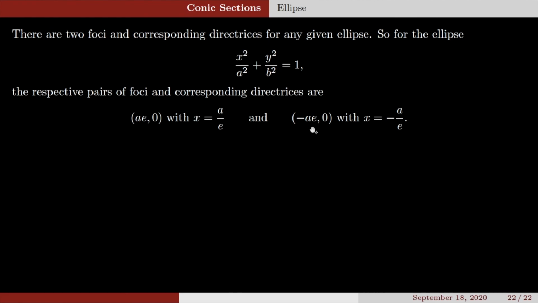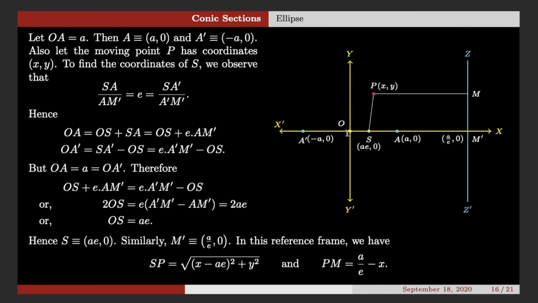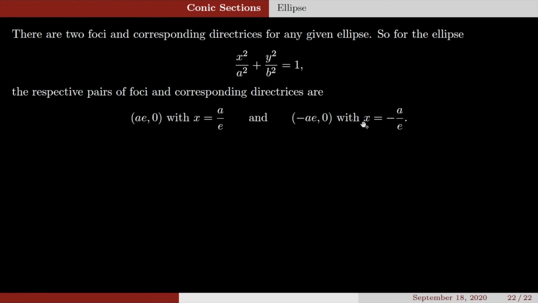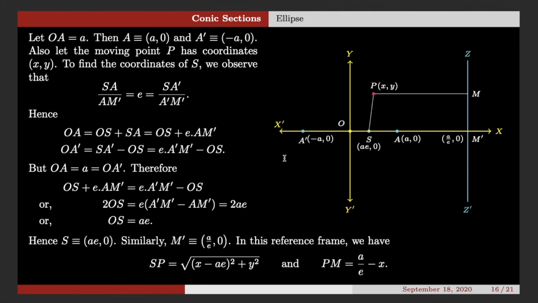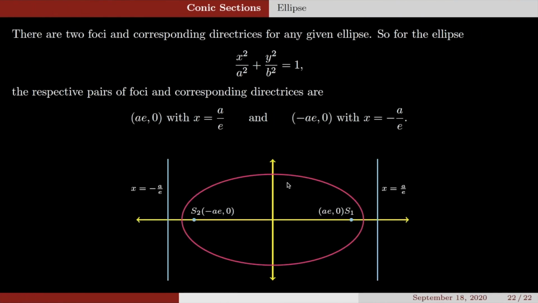There is another set of focus and directrix, that is (-ae, 0) with x equal to -a by e. The line will be somewhere over here. So this is your full thing. This is (ae, 0), this is (-ae, 0). For this one you have got x equal to a by e, and for this one you have this focus and this directrix x equal to -a by e.